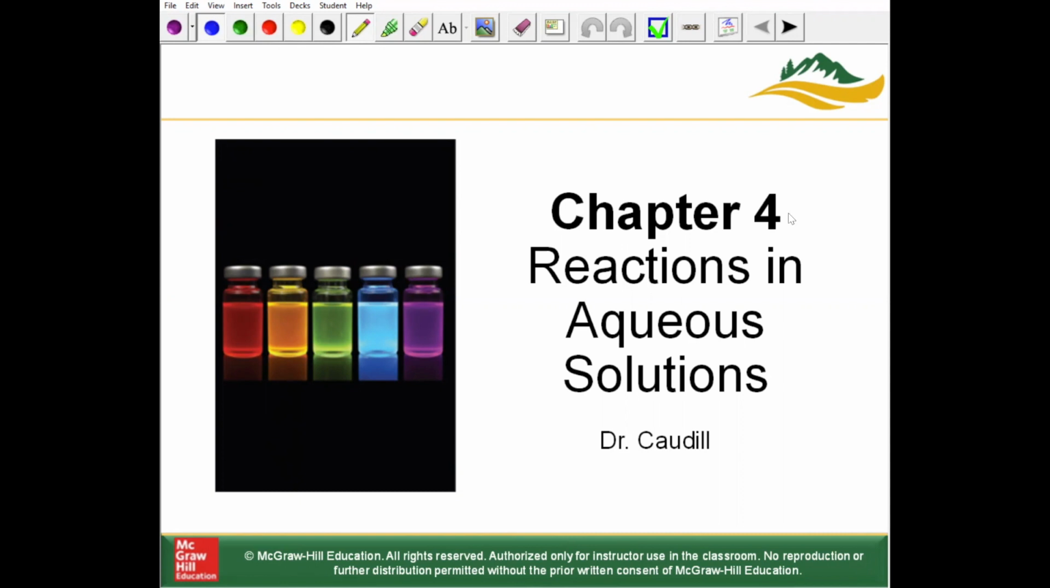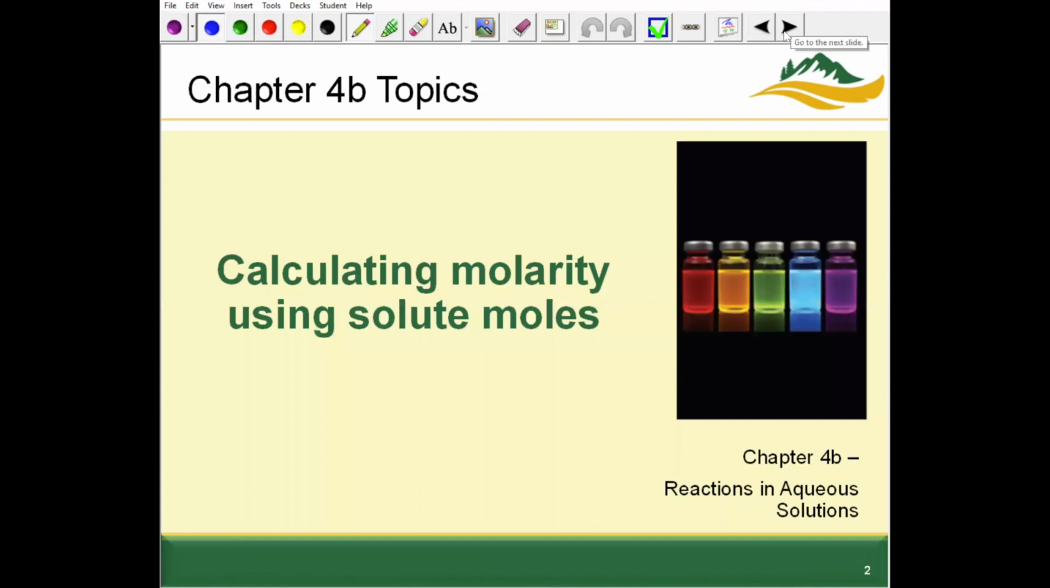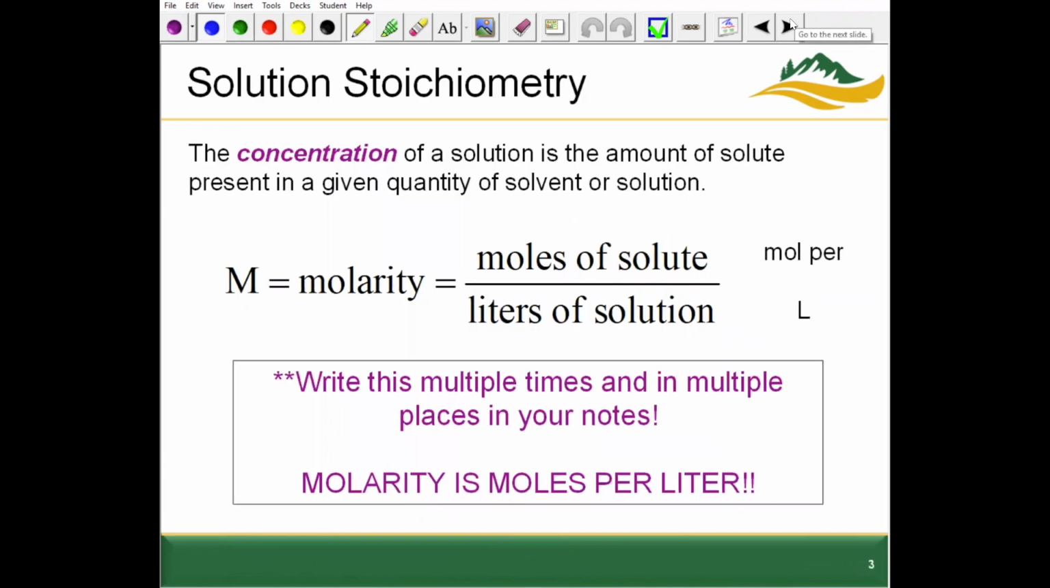Hi everyone, we're going to get started with chapter 4b today. The first topic in chapter 4b is calculating molarity using the moles of a solute. So let's go into molarity. This is a really important concept in chapter 4.